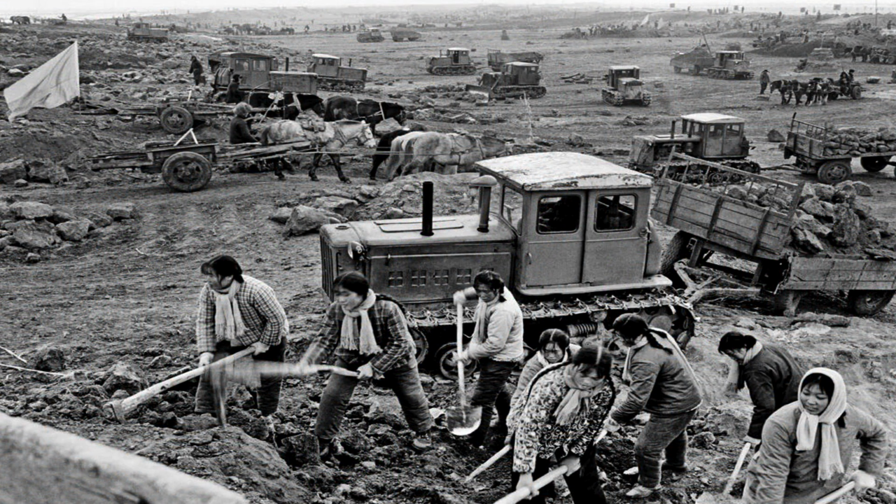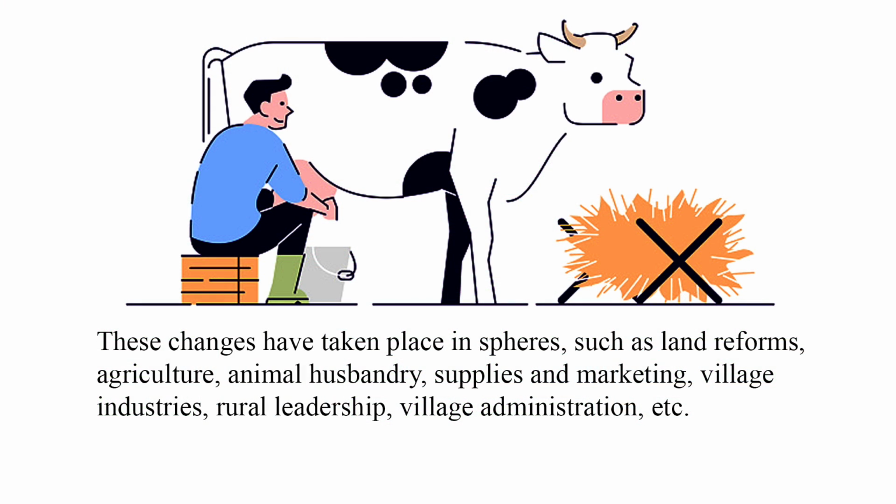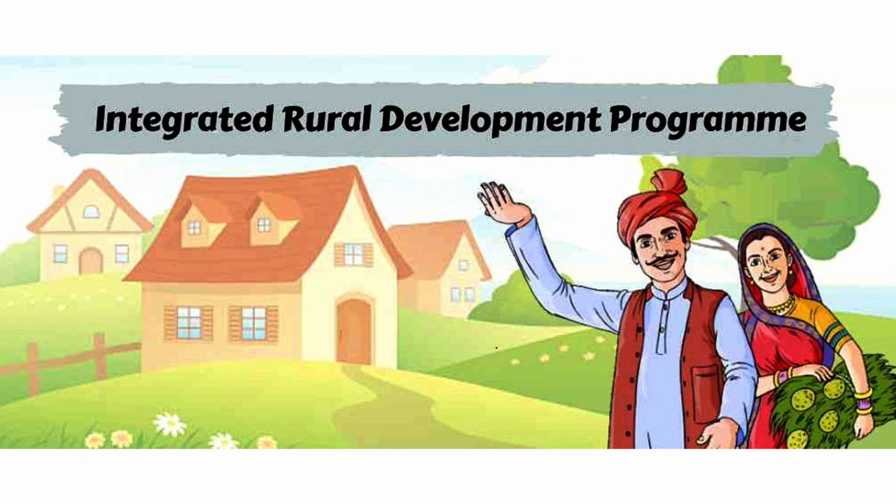During the past 50 years, rural reconstruction and development have been the major thrust of economic planning, which has caused a rapid transformation in the Indian rural economic structure. These changes have taken place in spheres such as land reforms, agriculture, animal husbandry, supplies and marketing, village industries, rural leadership, village administration, etc. With the help of the rural development programs, a cultivator is able to take advantage of the modern technological facilities in his agricultural operations.